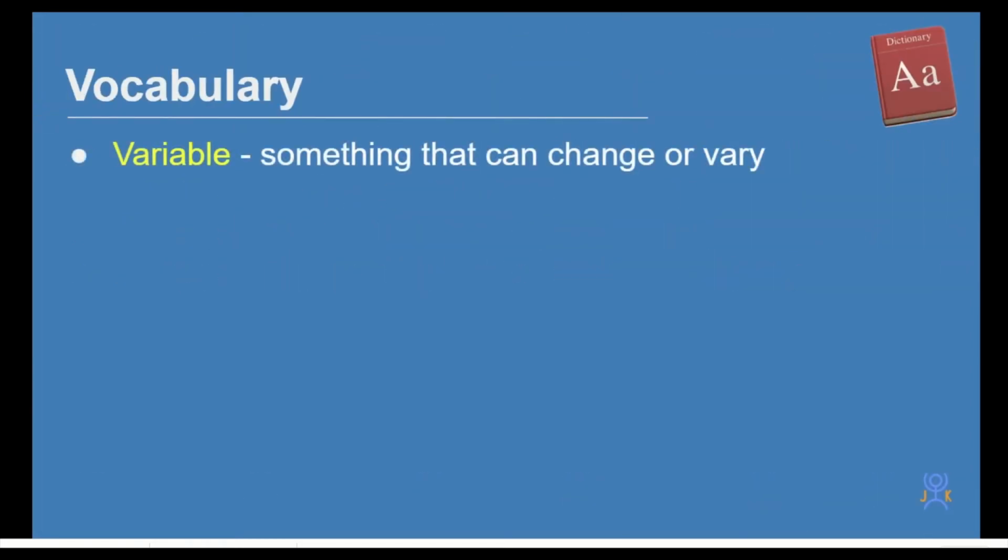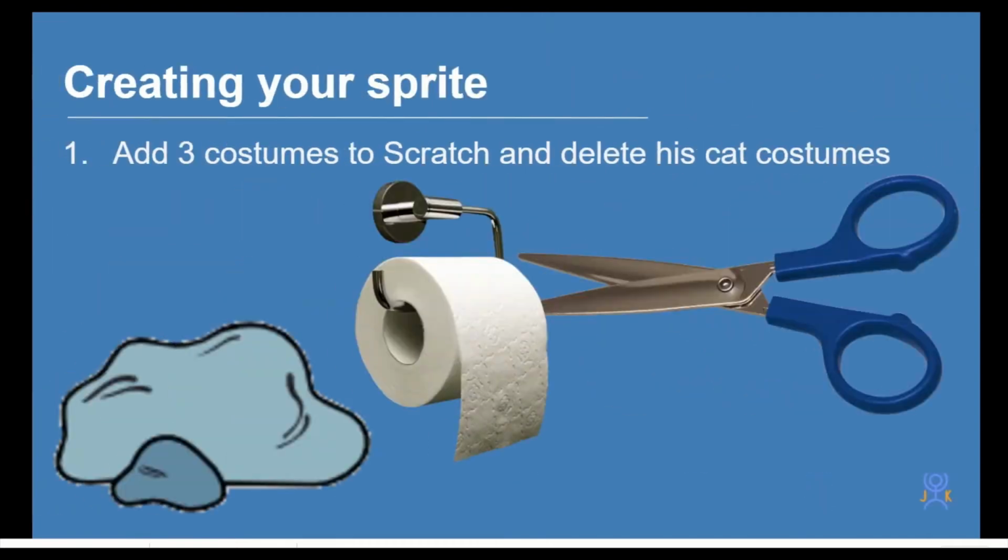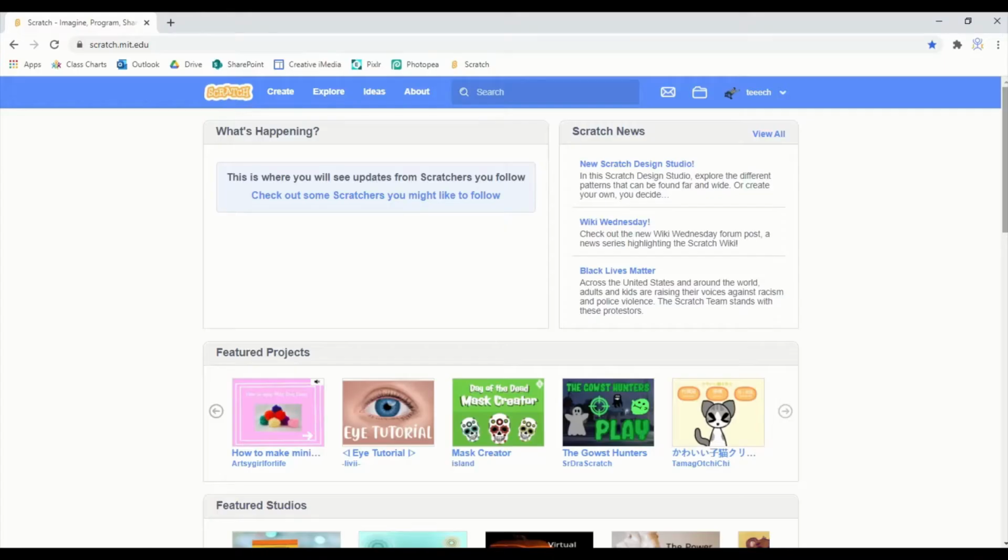Vocabulary, just a couple of bits. A variable is something that can change or vary, and random is something that happens by chance, for example a random number. Right, first thing we've got to do, we've got to add these costumes to Scratch and delete his cat costumes. So let's do that.